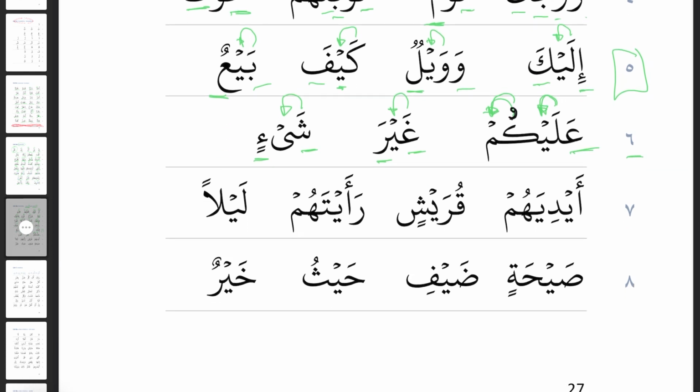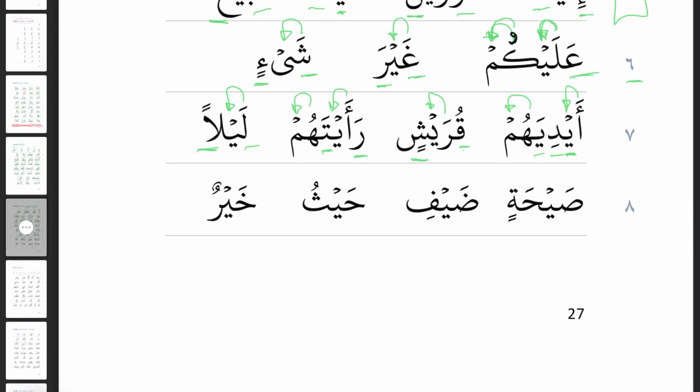Line 7, we have hamza with a fatha, joining to a ya with a sukoon, ay, di, ya, hum. Qaf with the dhamma, qu. Ra with the fatha joining to the ya. Ray, shin. Ra with the fatha, ra. Nice and thick and heavy because it's got a fatha on it. And then the hamza with the fatha joining to the ya with the sukoon. Ay, ta, hum. Lam with the fatha joining to the ya. Lay, lan.